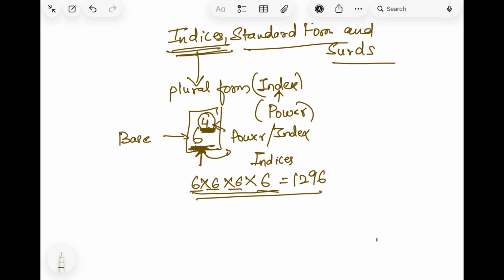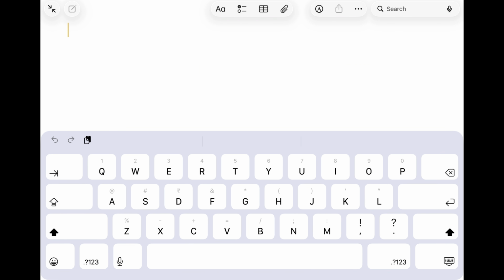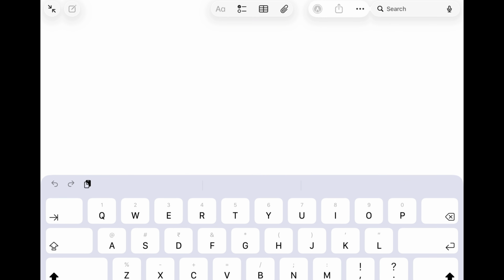Okay. Now we know what indices are. Next we need to understand some rules. Like we had rules for significant figures and rules for recurring decimals, similarly we have rules for indices also. Those rules are called the laws of indices. Okay, there are many laws, but first we will study 3 laws.